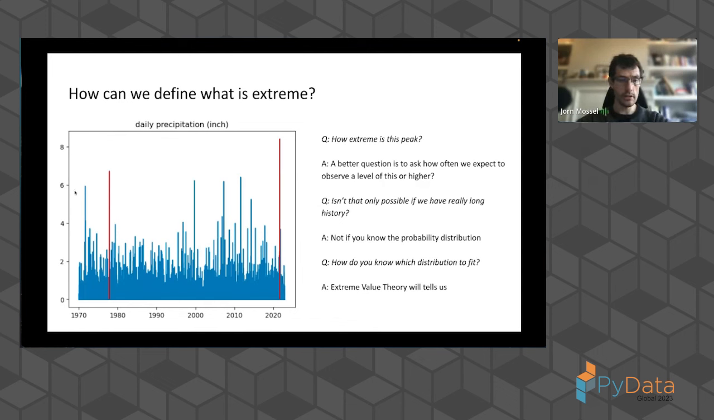A naive way to approach it is to just look at all the available data and count how often such things happen. But for the extremes, that's not going to be very precise, because the 8.4 inches happens only once, but we happen to have just 50 years of data. It doesn't really mean it happens only every 50 years. The more precise way is to fit a probability distribution and use that to answer questions like how often something happens. So then the question is which distribution to fit. That's where extreme value theory comes into play.